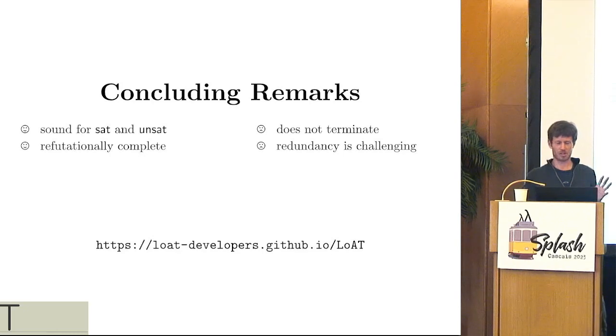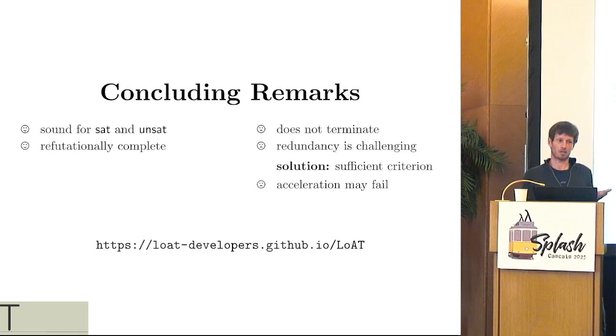I've talked about this notion of redundancy quite a bit in this talk. Unfortunately, automating that is quite challenging. So that's one of the points where we have to use approximations. So we use a sufficient criterion for redundancy in our implementation, which is one of the reasons why we cannot prove SAT. And our acceleration techniques are, of course, incomplete.